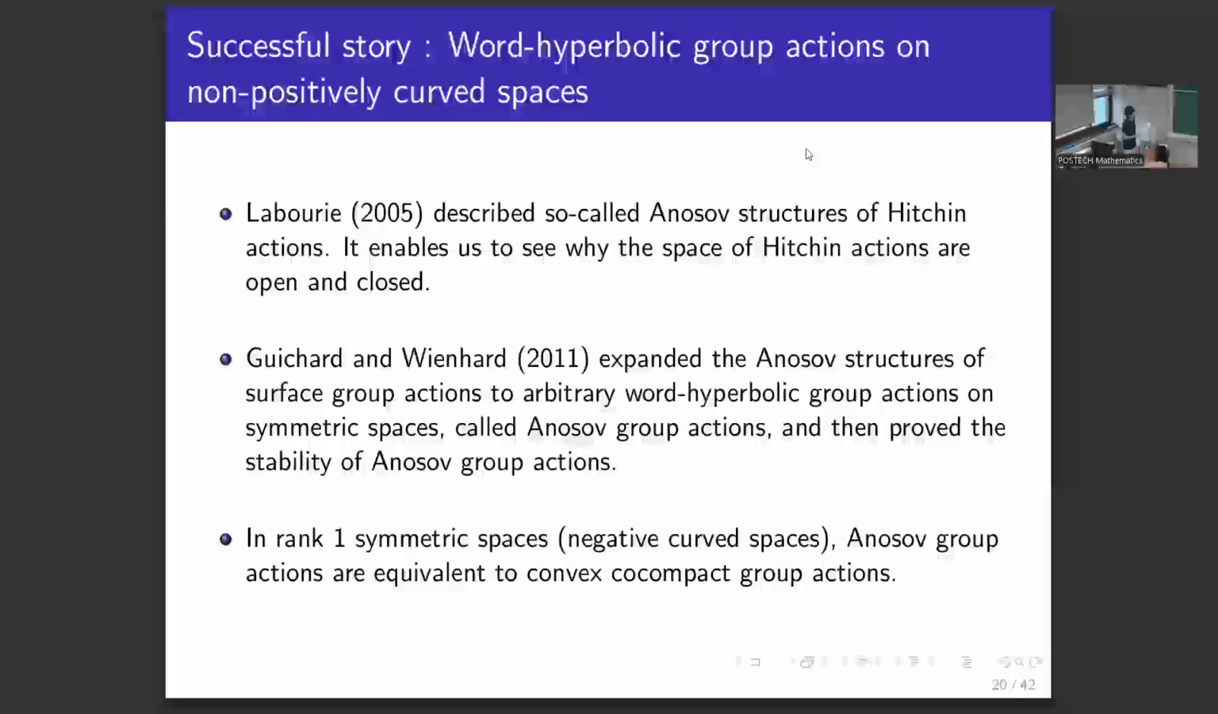So in rank 1 symmetric space, which is the symmetric space having negative sectional curvature, the notion of Anosov group action coincides with the convex co-compact group action. Okay. This is quite a successful story. And here, as I told you, the expanding and contracting property gives a stability of the Anosov group action. So that is a key property explaining the stability.